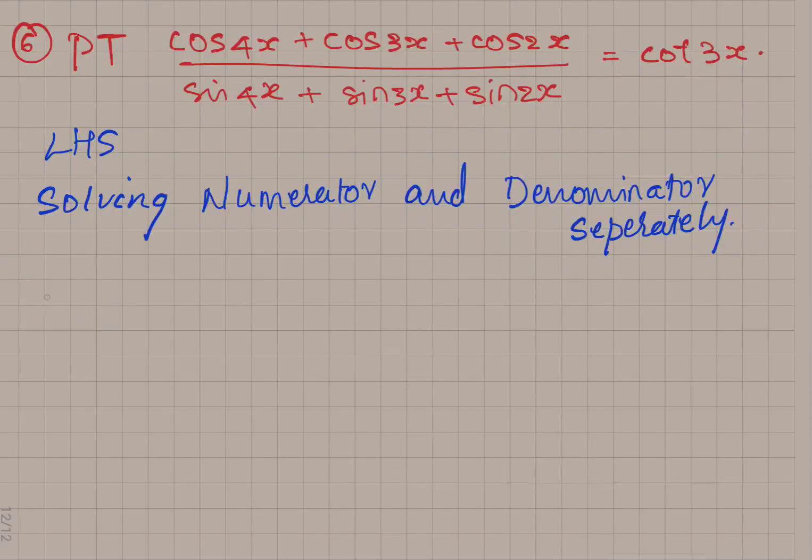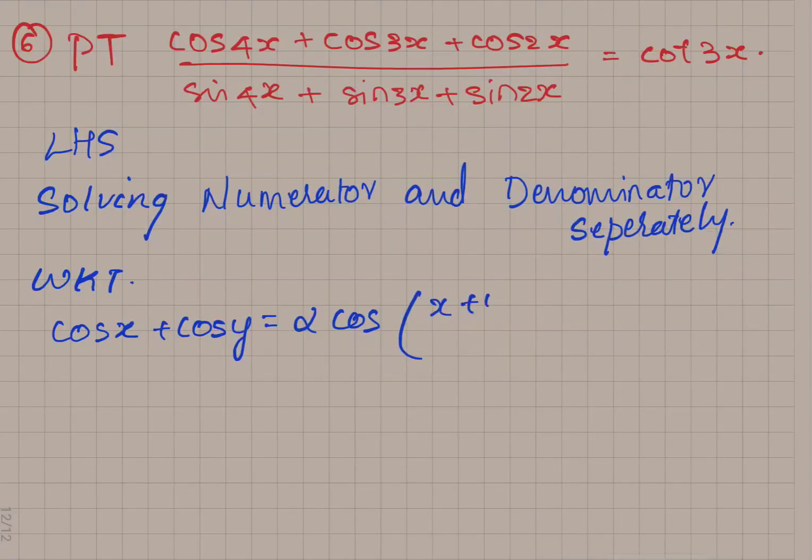Now we know that cos x plus cos y, this is the identity we are using. We know this identity is 2 cos (x plus y) upon 2 into cos (x minus y) upon 2. Now using this identity, let's assume it as equation 1.